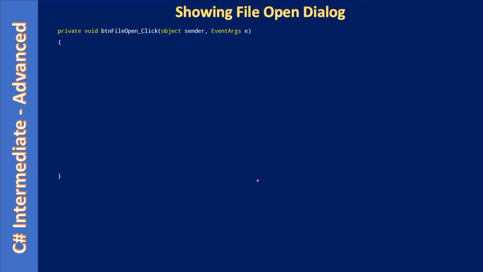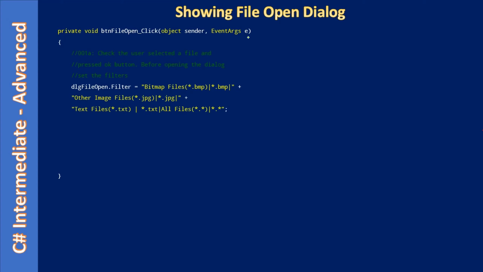So once you double click this button, that means the 3-dot button, ellipsis button, you will get the click event for the FileOpenDialog. For FileOpenDialog, we already know that the instance name we kept it as DLG FileOpen. Here we are accessing the filter property. So this filter property is useful to set the filter for the FileOpenDialog.